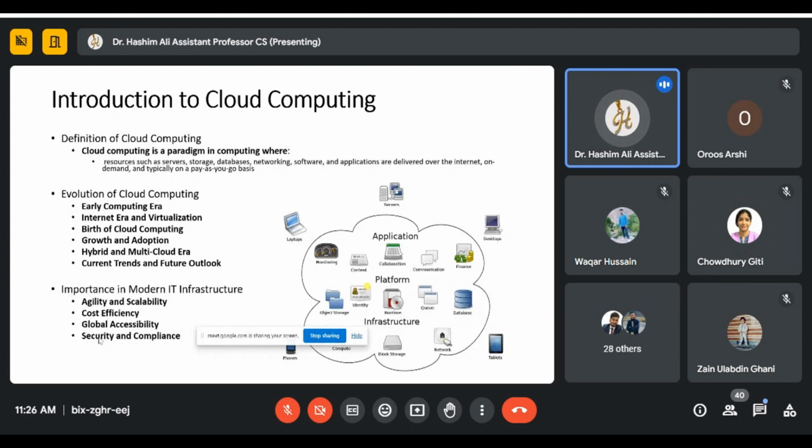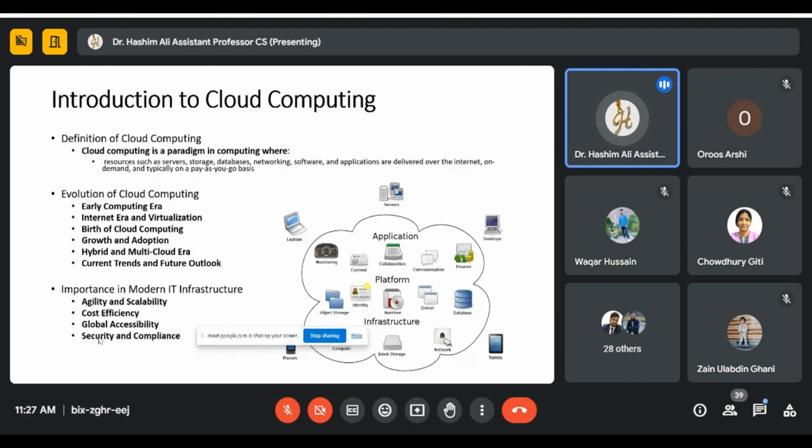Providers invest heavily in security technologies, processes and compliance certification. This is only to protect our data, and it also prevents unauthorized access. Starting with scalability, then cost efficiency, then global accessibility, and then security and compliance, this actually defines the importance of cloud computing in modern IT infrastructure.